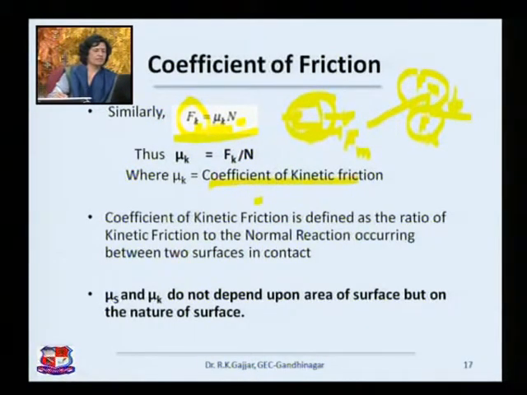So the coefficient of kinetic friction is defined as the ratio of kinetic friction to the normal reaction. If you know either of these values, you can find out N. If you know Fk and N, you can find out the kinetic friction. But remember one very important clause.